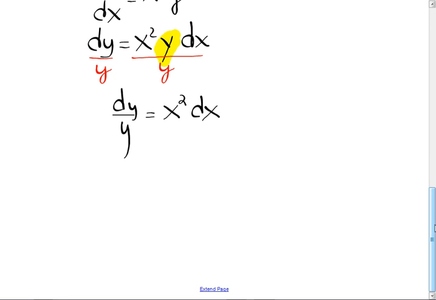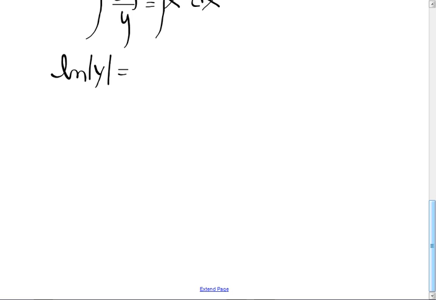Okay, so we're going to integrate. Do you recognize the left side? Now, this is an easy one. It's the natural log of the absolute value of y. No, it's the log of the absolute value of y. Thank you.